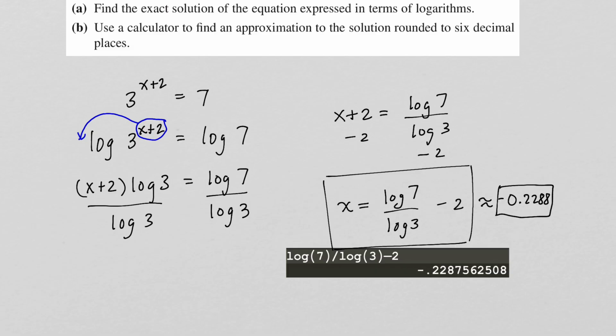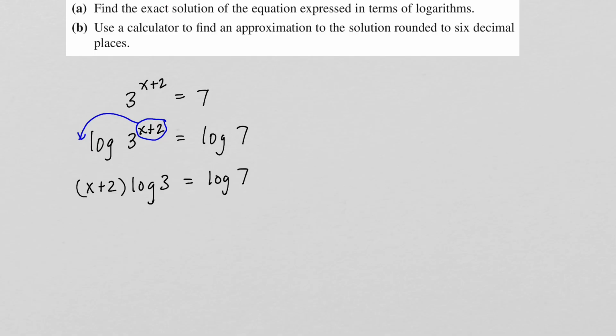Now there is another approach to solving the equation after this step. So let me take it from this step and show you what that would look like. So what we would do here, instead of dividing both sides by log of 3, is we can distribute here log of 3 times x and log of 3 times 2. Now that's going to give us x times the log of 3 plus 2 times the log of 3 is equal to the log of 7.